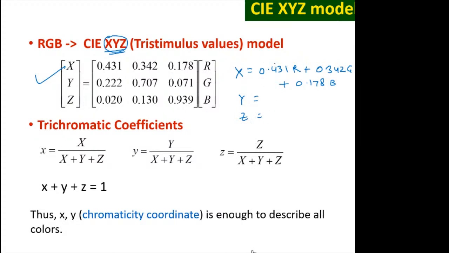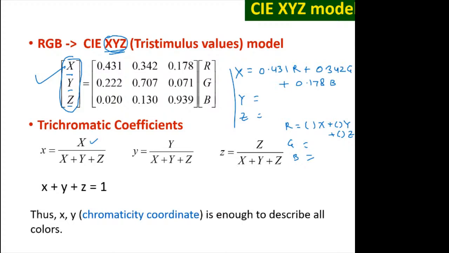If you solve these three equations, you can write the reverse way. That means R can be expressed as something into capital X plus something into capital Y plus something into capital Z. RGB in terms of capital X, capital Y and capital Z. This is the most general system in the world for defining colors, and RGB can also be defined in terms of these capital X, capital Y, capital Z.